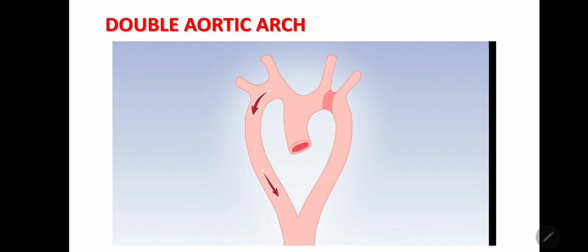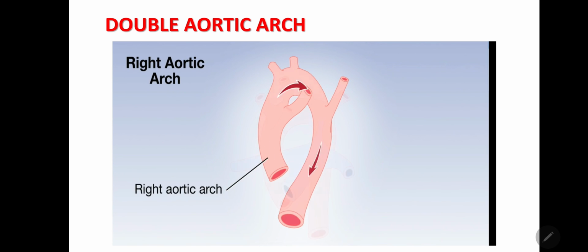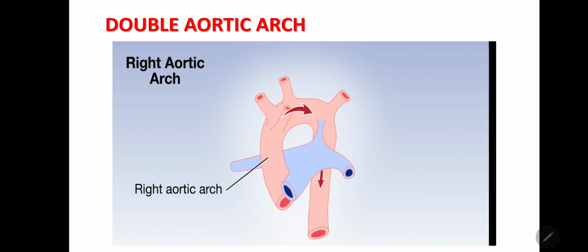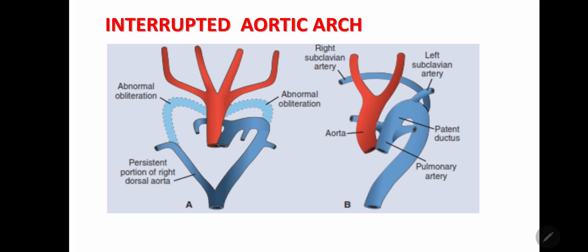Sometimes the right remains intact, the left side disappears. That is called right aortic arch. Usually it is with the patent ductus arteriosus, and they surround the superior mediastinal structures.